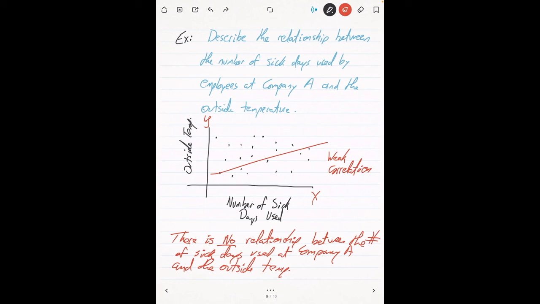So this is another type of common question you might see where you have to describe the relationship that you're seeing between two quantities. You can describe that relationship as being weak. You can describe it as positive or negative, but just be sure you're clear with your descriptions of what's going on here. Make sure you understand how to tell if something's weak or how to tell if something's strong. Let me go back a couple examples.